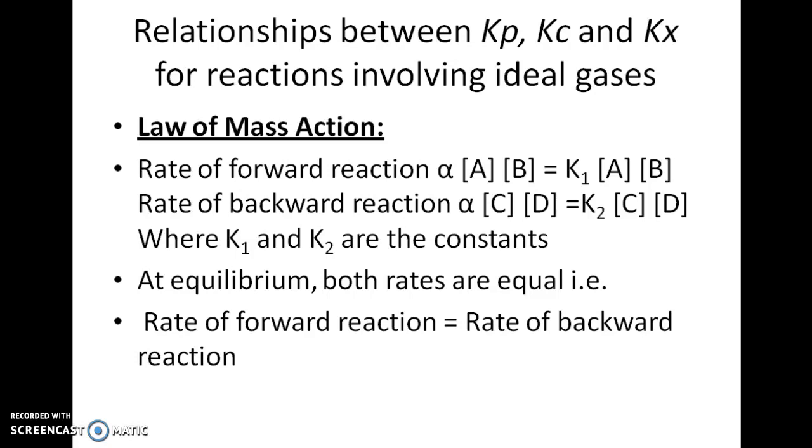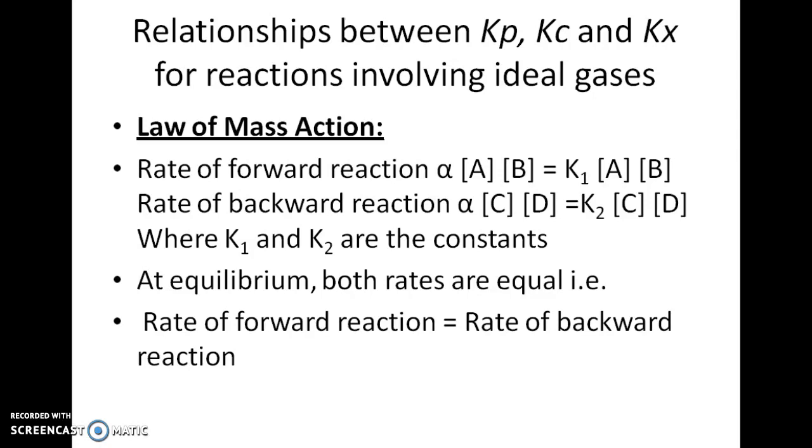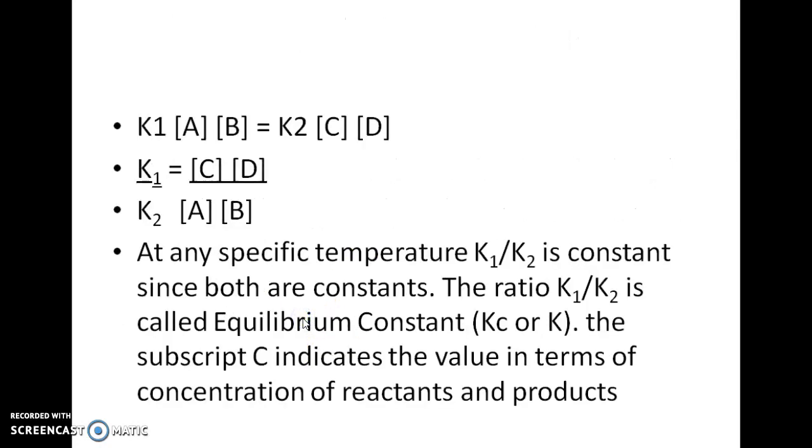At equilibrium, both of these rates are equal. That is, the rate of forward reaction will be equal to the rate of backward reaction. Putting this in expression form, K1 into active mass of A and active mass of B equals K2 into active mass of C and active mass of D, which gives K1 by K2 equal to active mass of C and active mass of D divided by active mass of A and active mass of B. At a specific temperature, K1 by K2 is a constant because both K1 and K2 are constants.